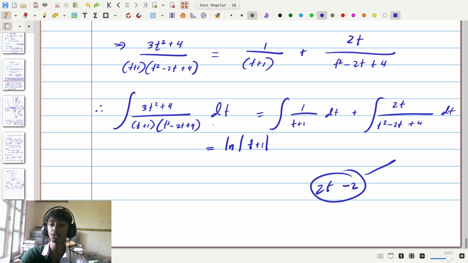We instead have just the 2t. We do not have the minus 2. So what we need to do here is to introduce this term by subtracting 2 and then immediately adding 2 so that we don't change the value, but now we get the term 2t minus 2 on top.